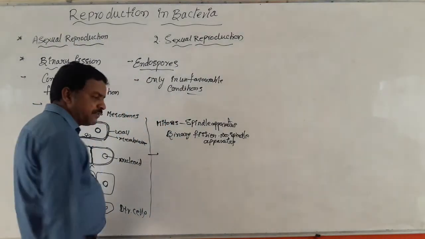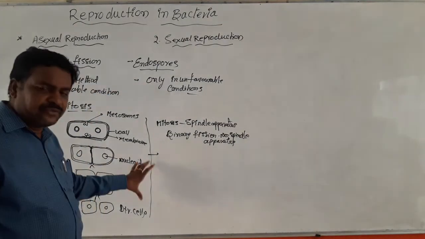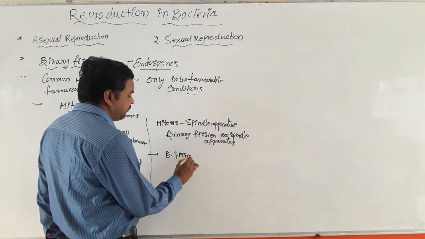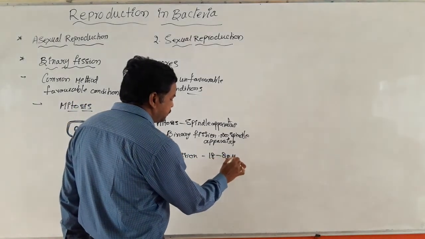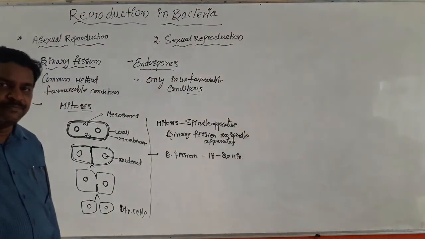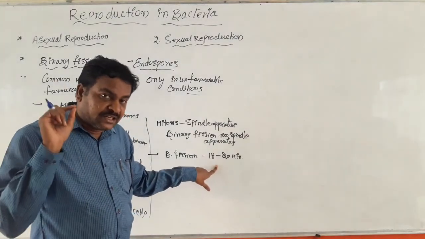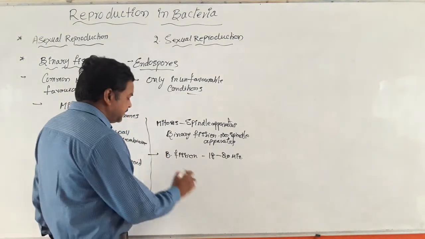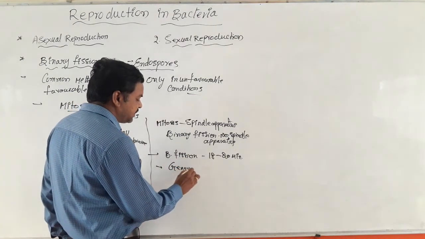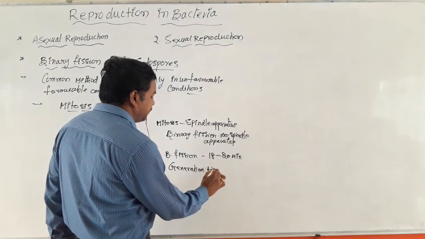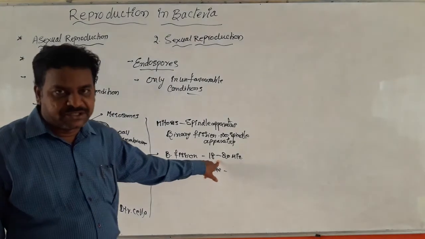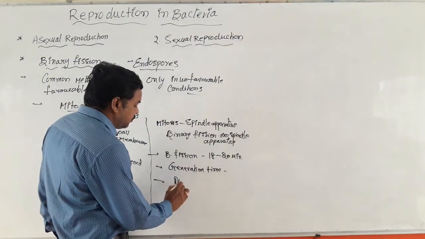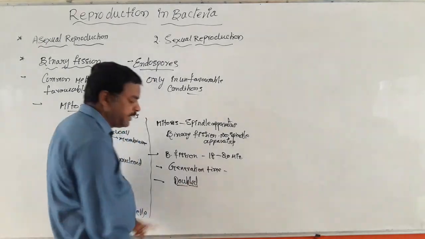So guys, every bacterial cell divides by binary fission within 18 to 20 minutes. So binary fission completes within 18 to 20 minutes. In most bacterial cells, this time is 20 minutes. This time is considered the generation time. This is called generation time. This generation time is 20 minutes in most of the members. It means that in every binary fission, bacterial cells would be doubled.